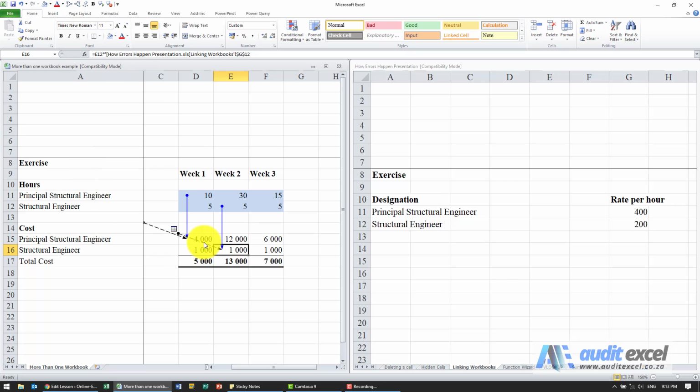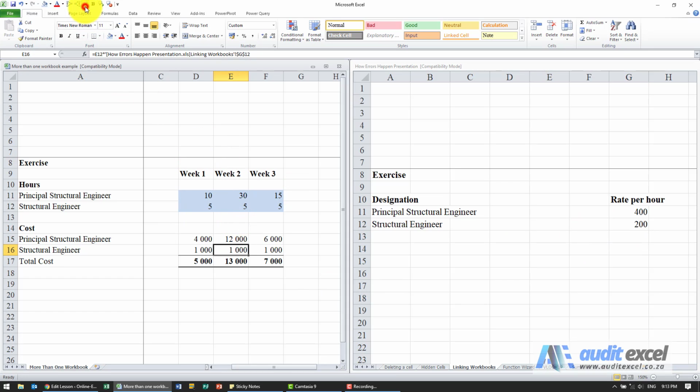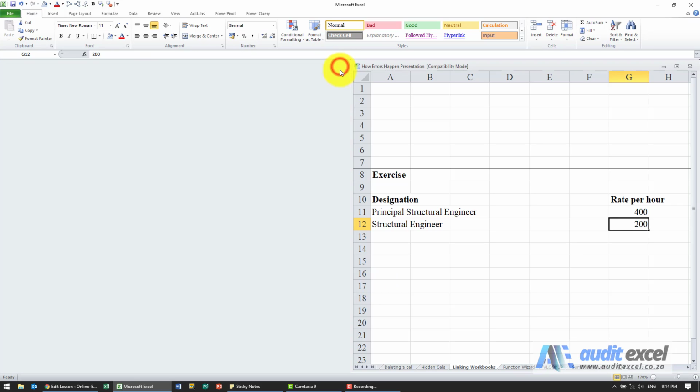and the structural engineer is correctly matching to their rate per hour. You need to be very careful about any adjustments you make to the spreadsheets that are linked. So for example, I'm just going to close this one down.